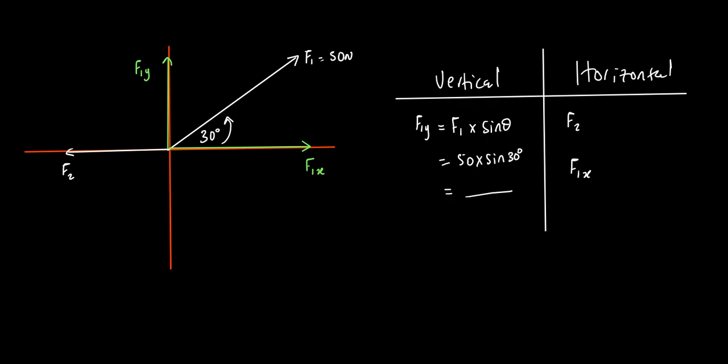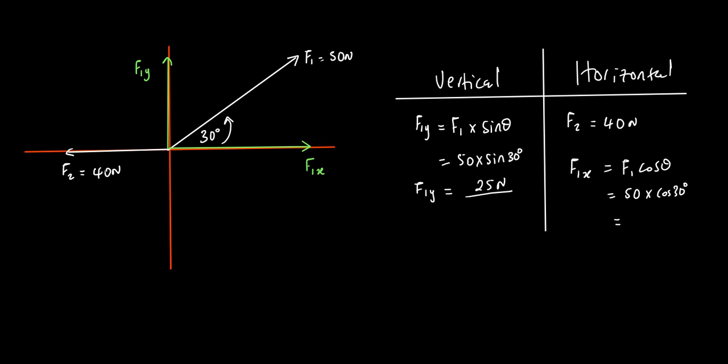Then let's get F2. How much is F2? Oh, sorry, I have to give you F2. It's given to be 40 newtons. And then what is F1X? This will be F1 cos theta. So that means 50 multiplied by cos of 30 degrees. Let's round it off: you get 43.30 newtons. So that is F1x.